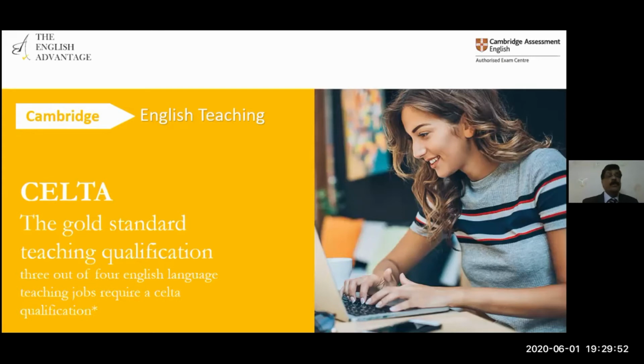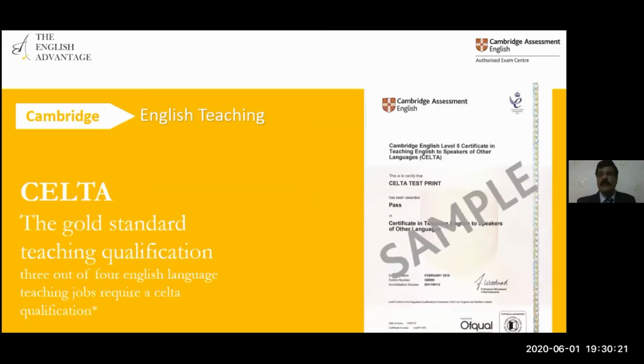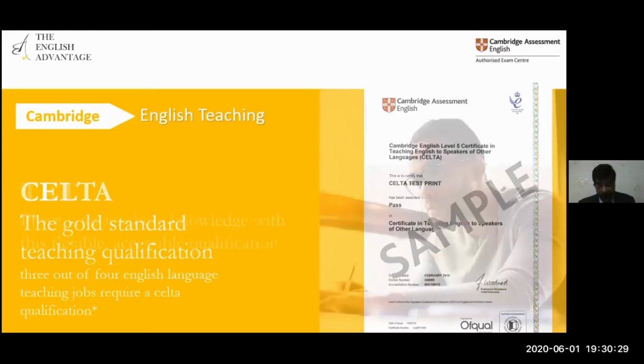So 3 out of 4 English language teaching people who are looking for jobs say, we want a CELTA qualification. So if you say that you are going to be an English language teacher in any organization, it would be nice if you have a CELTA qualification in your bag. Having a CELTA qualification in your bag means I have nailed the job that I want for teaching English as a language. Okay, this is a sample of how the CELTA certificate looks.